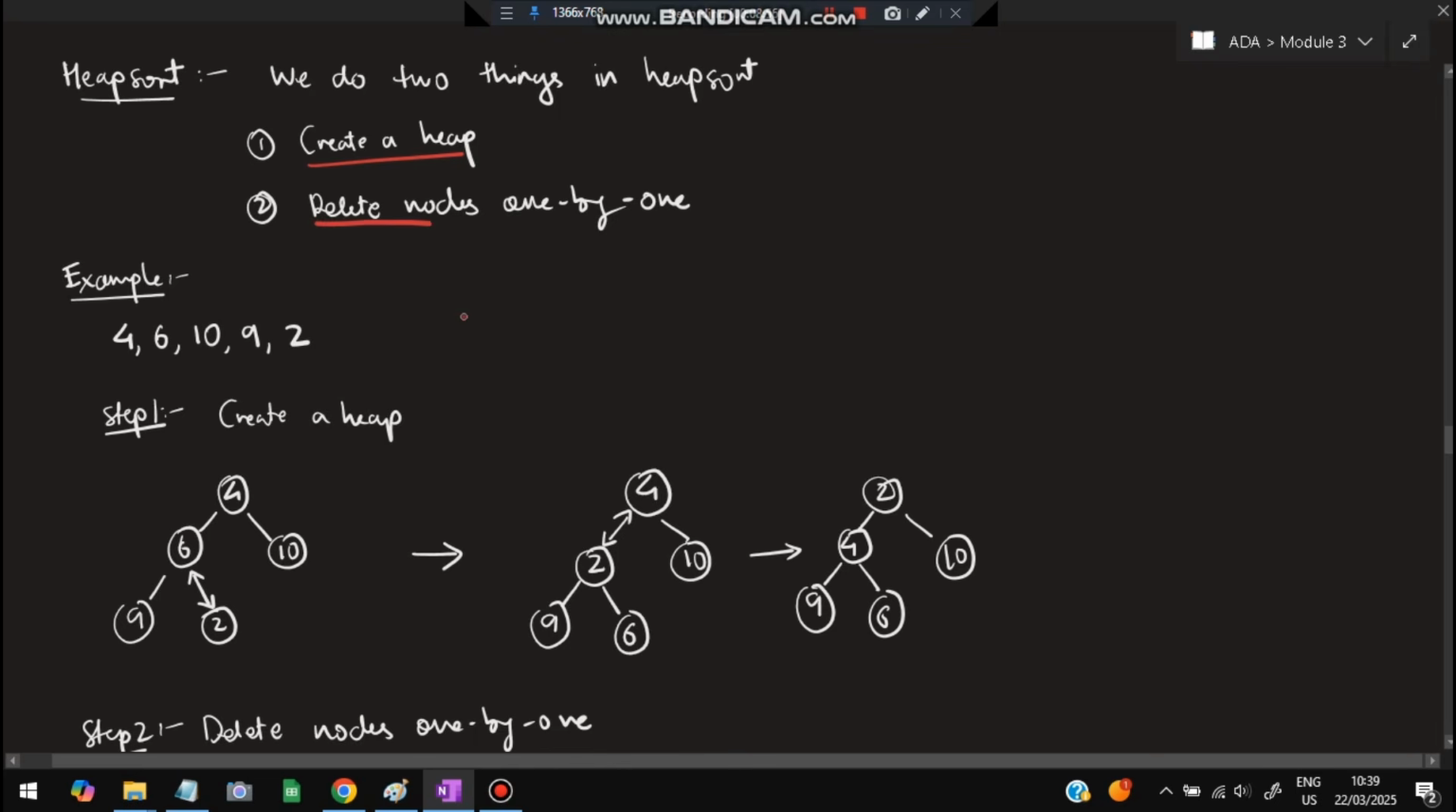Then delete the nodes one by one, because deletion is important. The way in which we delete the nodes will give us the sorted order.